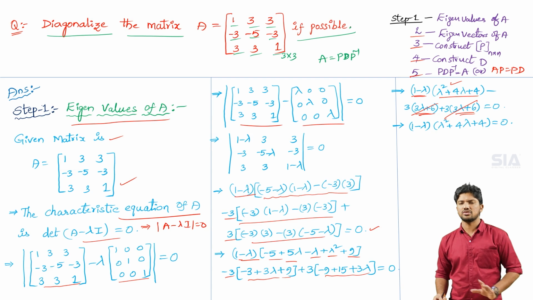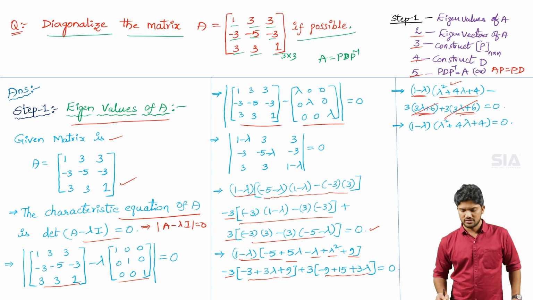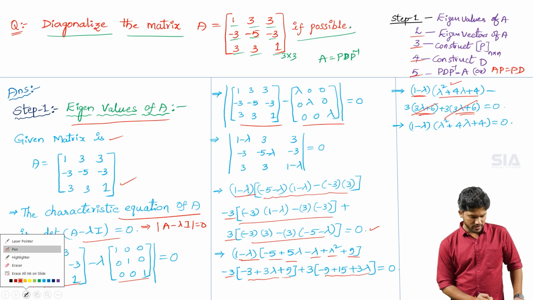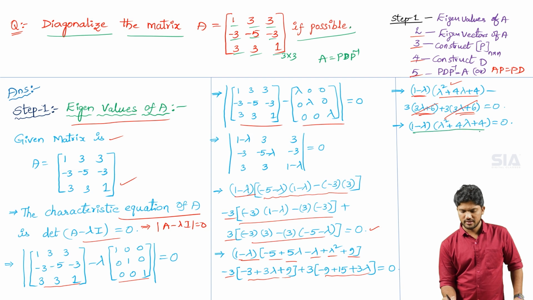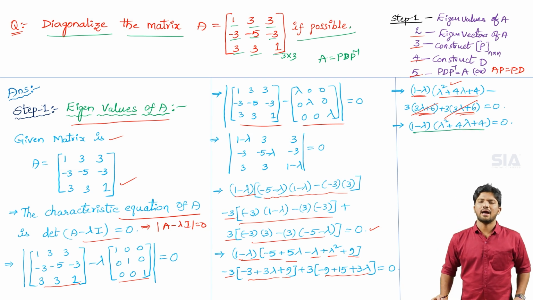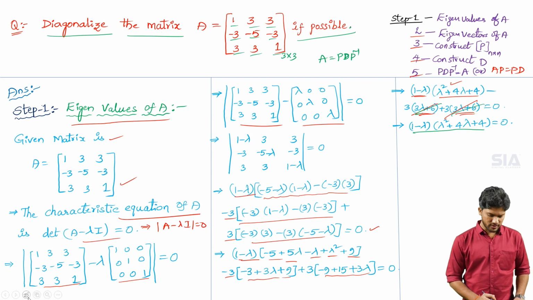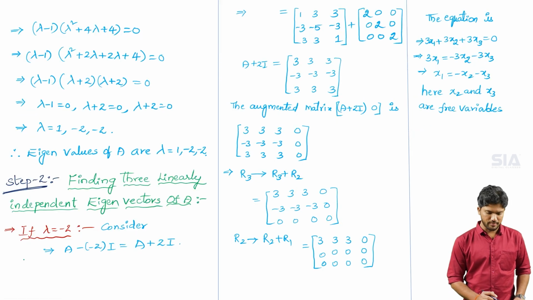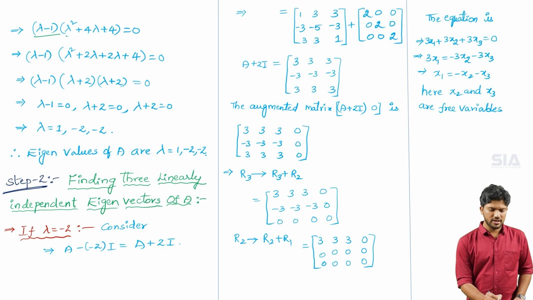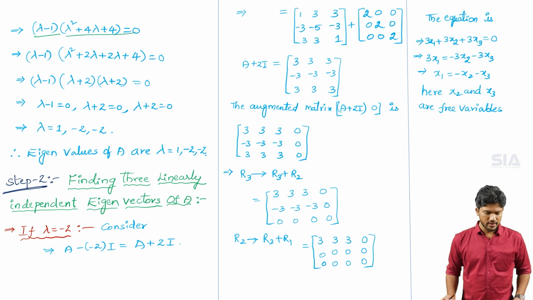So we can cancel those two values. Then you can write the remaining value as this one: (1 minus lambda) into (lambda square plus 4 lambda plus 4) is equal to 0. We can cancel this value and this value, and therefore we can write the remaining values in this format: (lambda minus 1) into (lambda square plus 4 lambda plus 4) equal to 0.